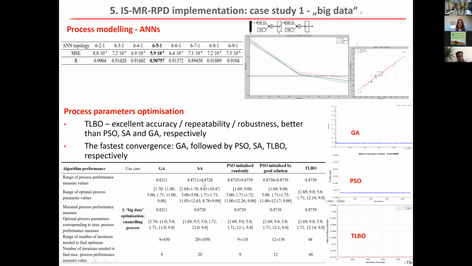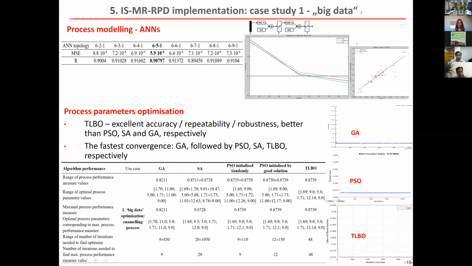Simulated annealing, here there is a lot of dispersion, and the genetic algorithm did not manage to find such. In this case, TLBO showed excellent accuracy and repeatability, followed by PSO, while the genetic algorithm and simulated annealing showed inferior results. TLBO is not as fast as the other two algorithms, but anyhow, it is very robust and managed to locate the actual global optimum.